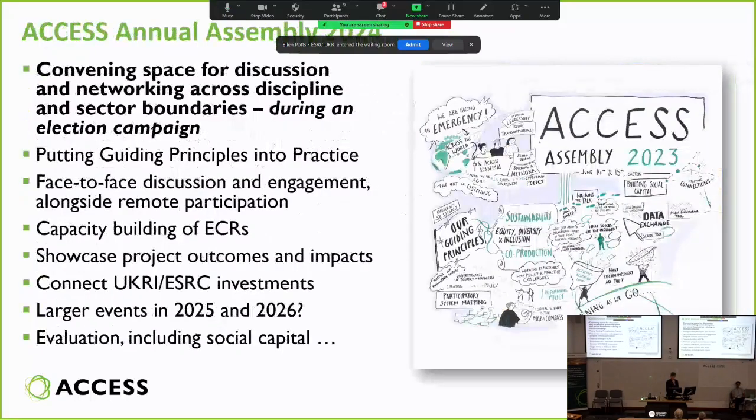I'm going to stop now. You all know why you're here. It's the Access Annual Assembly. It's, for many reasons, the showcase of our year. It's when we try and put our guiding principles into practice.